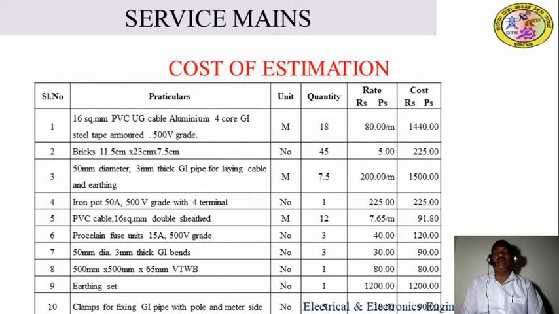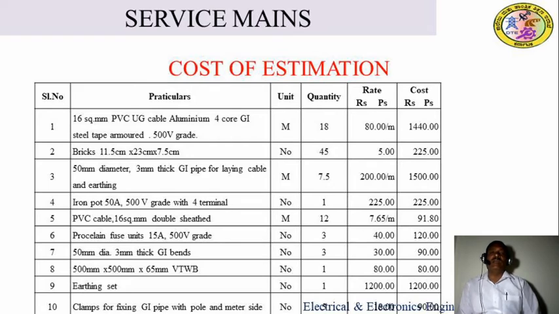Next, the bricks, 11.5 centimeter into 23 centimeter into 7.5 centimeter. They are available in the market in numbers. How many numbers? 45 numbers. Each brick cost should be 5 rupees. So the total cost becomes 225 rupees.